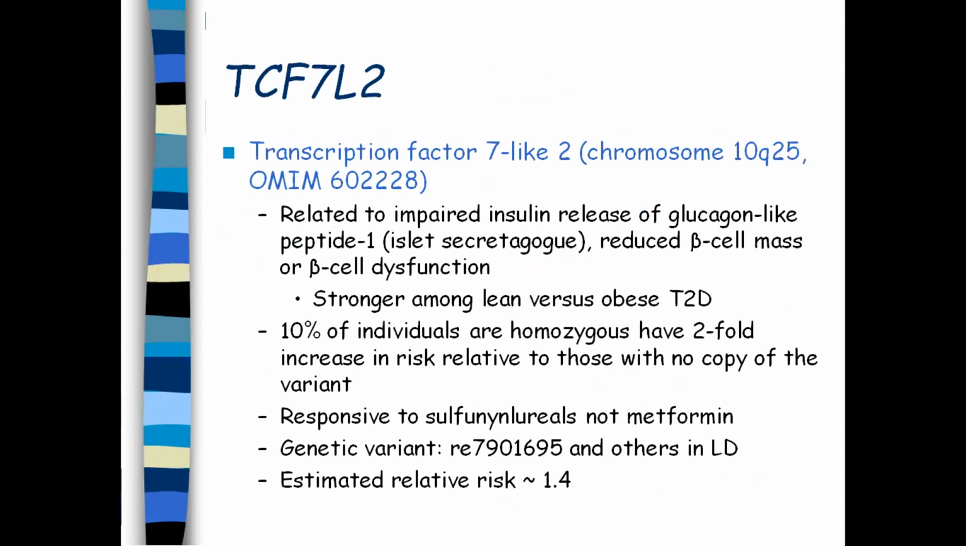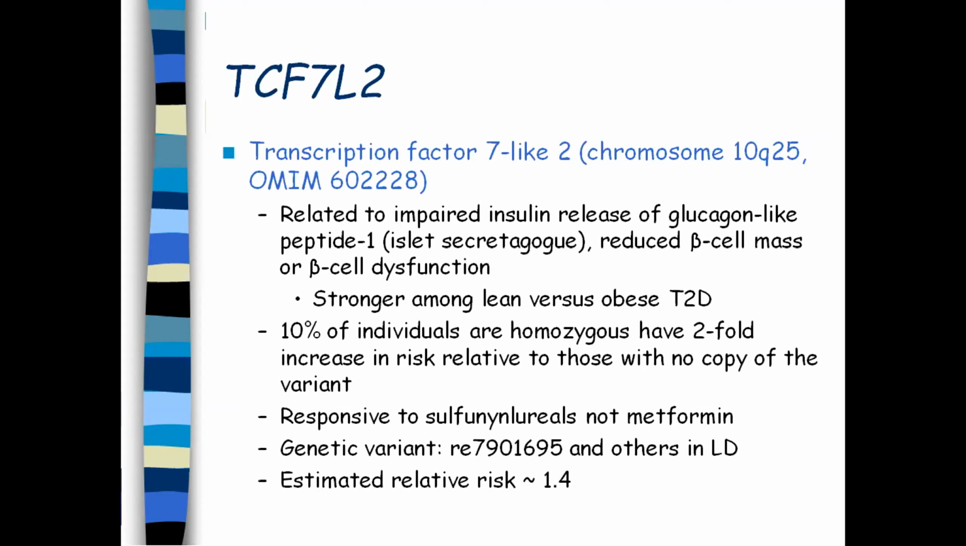Then TCF7L2, that is transcription factor 7 like 2, on chromosome 10q25. It is related to impaired insulin release of glucagon like peptide 1 and reduced beta cell mass or beta cell dysfunction, as type 2 diabetes is mainly due to reduced insulin secretion.